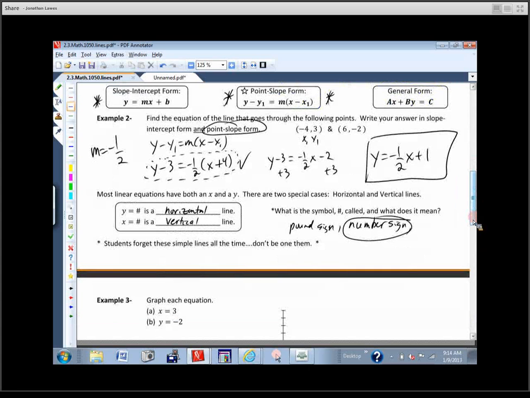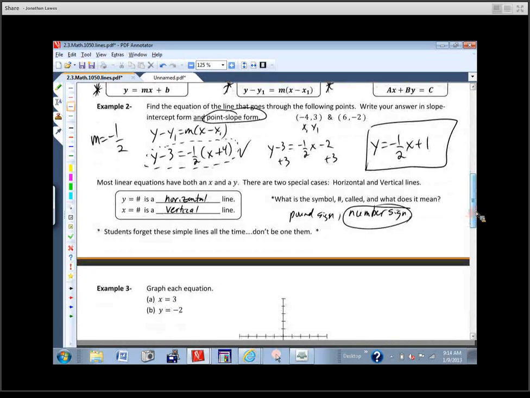Okay? Now, people forget these simple ones all the time. They forget that if they have an equation with a plain old x or a plain old y and nothing else, that's going to be either a horizontal or vertical line. And they forget a lot of things that go along with that. So please don't be one of those students that sees one of these equations and says, oh crap, that doesn't look like slope-intercept form. What do I do with that? Okay? So we just want to quickly graph each one of these.